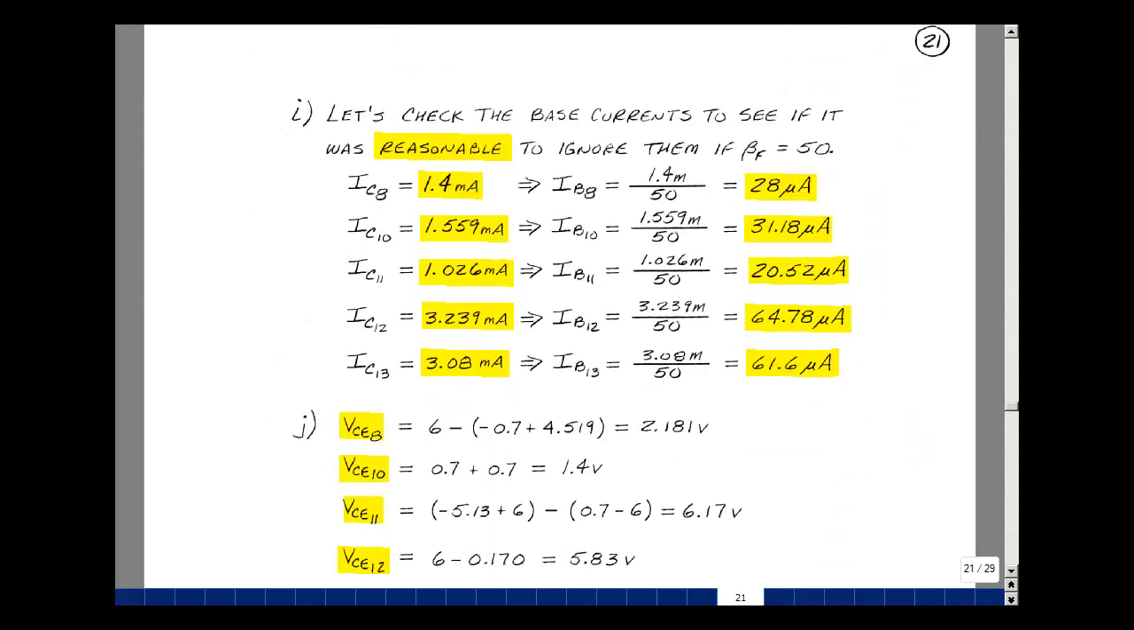Now that we solved for the collector currents, we should check that the assumption that the base currents were negligibly small is a valid one. So we found the collector currents assuming that beta was a super big number, but now let's put in a reasonable number for beta F and see what the base currents are and see whether they were negligible or not. So dividing the collector current of 8 by 50, we get 28 microamps. The collector current of 10 by 50, we get 31.18 microamps. The collector current of 11 by 50, we get 20.52 microamps. Collector current of 12 divided by 50, we get 64.78 microamps. And the collector current of 13 dividing by 50, we get 61.6 microamps. Let's go back to the previous page and see where those currents are and see whether they were negligible or not.